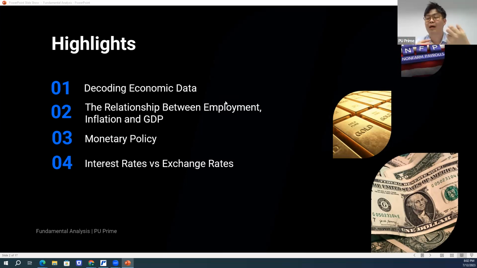And then we will talk about monetary policy, which is linked to interest rate hikes, like whether the central bank is going to increase or lower the interest rates. And most importantly, how the interest rate is going to affect the exchange rate. So this is also another key thing that we are going to mention.